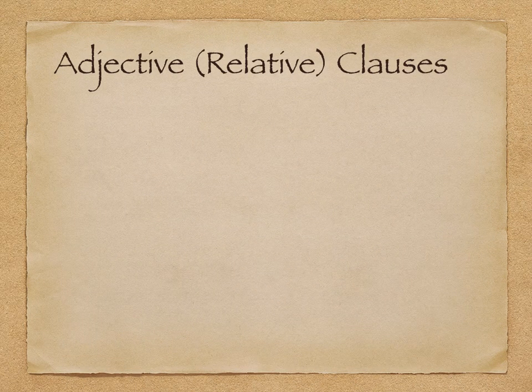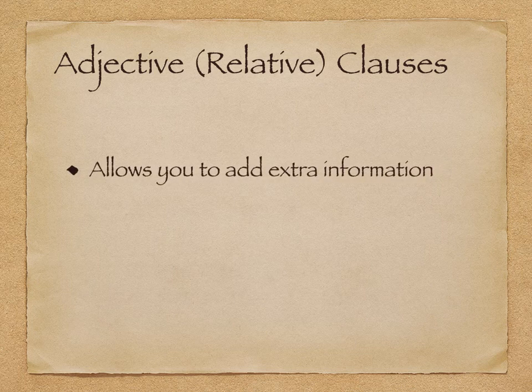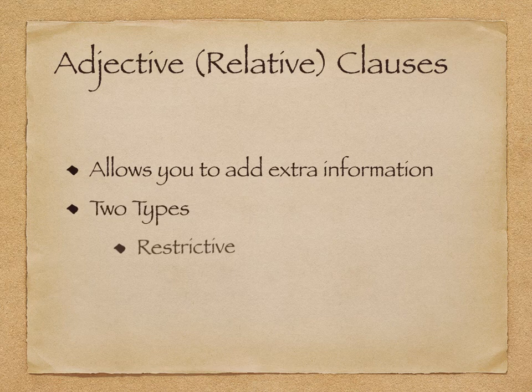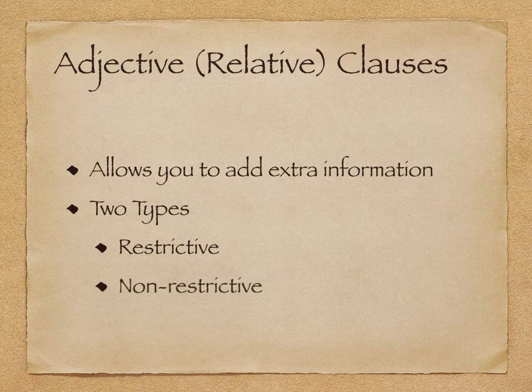So adjective clauses, also known as relative clauses, allow you to add extra information. They give you extra information about a noun, just like an adjective is a word that modifies a noun or describes a noun. An adjective clause functions in the same way. Instead of being just one word or a phrase, though, it's a clause which has a subject and a verb. There are two types of adjective clauses. One is restrictive and one is non-restrictive. So let's talk about each of those different types.